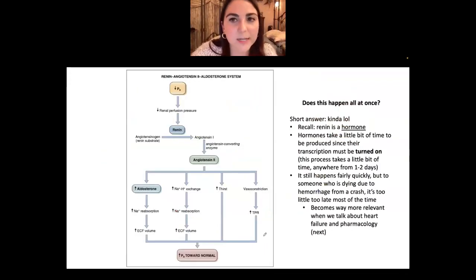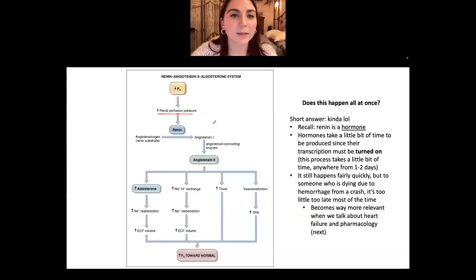Here's the picture from Costanzo, and the classic question that people always ask is, does this happen all at once? So does this happen immediately? The short answer is kind of. It kind of happens all at once, but the thing to remember is that renin is a hormone. So when it has decreased renal perfusion pressure and then the release of renin, hormones, and again, I know you haven't had endo yet, but something you should understand about hormones is hormones take a little bit longer to be produced.